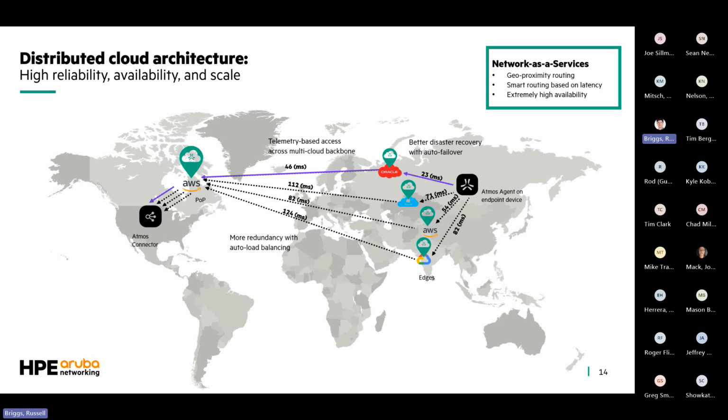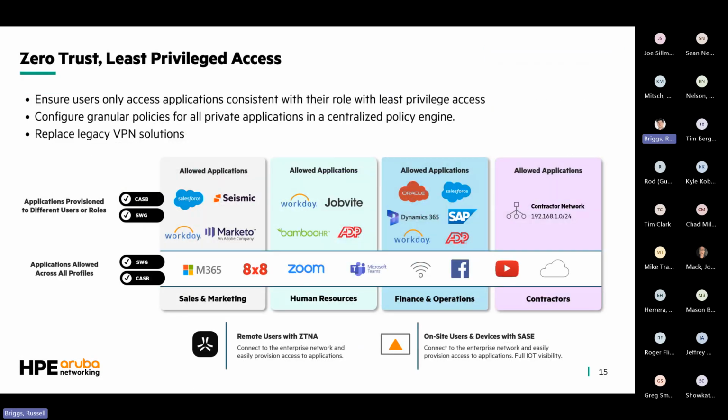And this is able to be done in the background automatically, based on latency, extreme high availability, right? If one path goes down, we can use the other three. And it all happens, like I said, in the background. You don't have to say, hey, I want to route this application over the Oracle backbone or anything. It automatically chooses the best path based on latency. So pretty cool stuff.